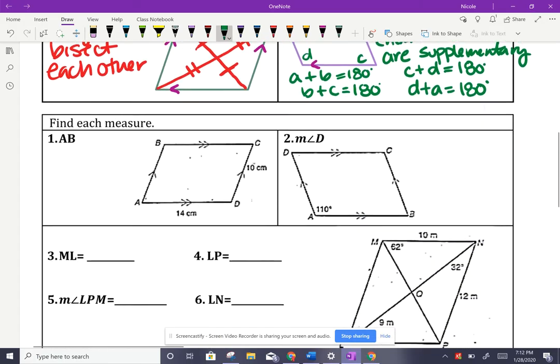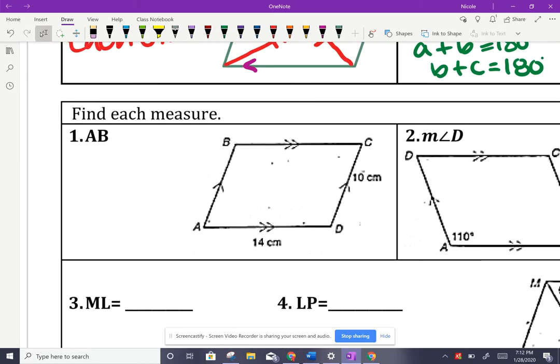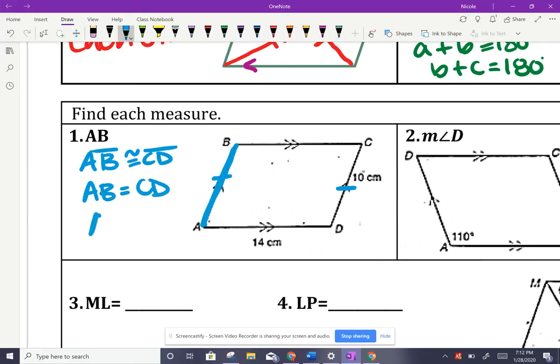All right, so let's knock out some examples. My first one here is talking about the side length AB. So the side AB is right here. And looking back at your properties, you really only have one that talks about sides, and it tells you that opposite sides are congruent. So AB is congruent to CD. Therefore, they are equal to each other. Therefore, AB has to be 10 centimeters. Okay?